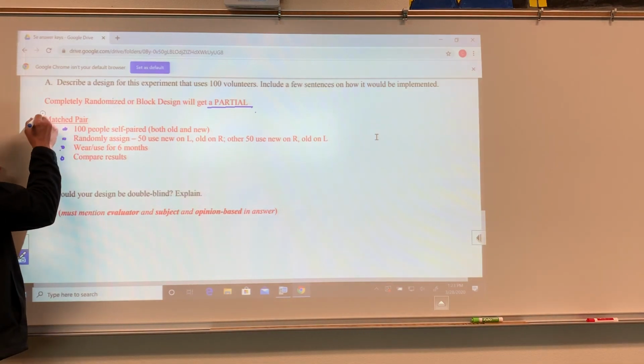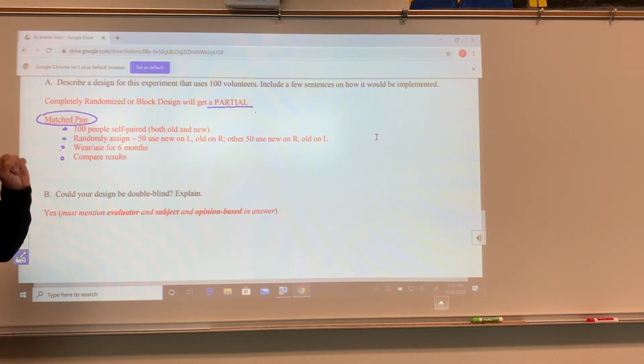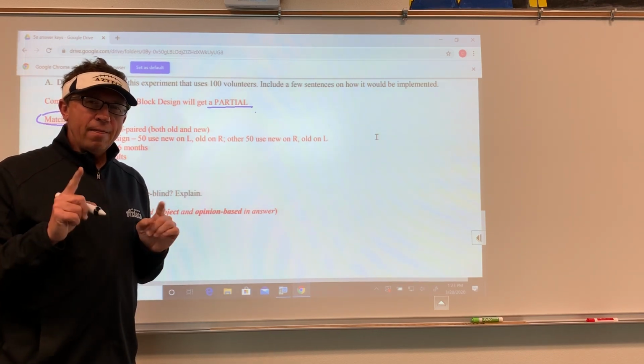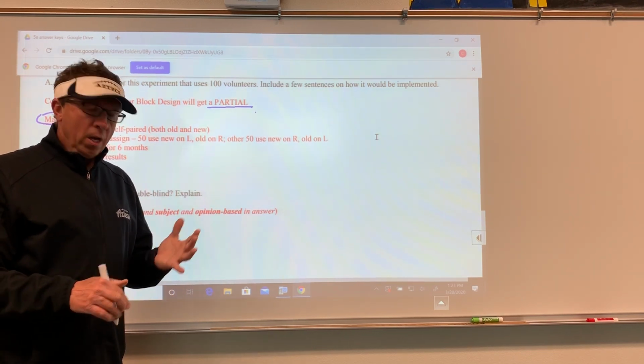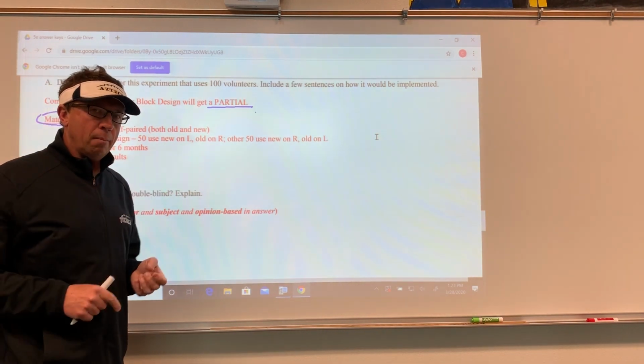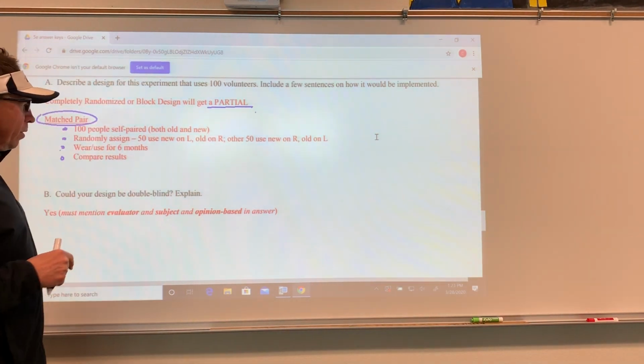This matched pair design is the right design to control the most variables. And that's what you have to think about. 3 designs: matched pair, block, completely randomized. Those are the choices you have to make.